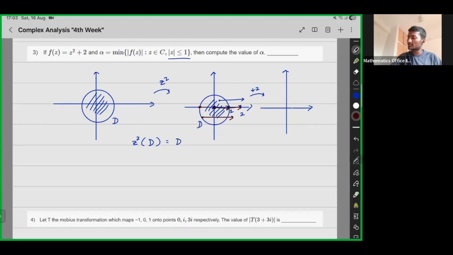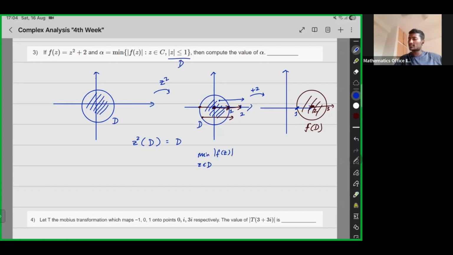So what happens is this. The center becomes 2. What is the minimum here? So this goes to here. This is now f of D. If you take the modulus of f(z), what is the minimum value? Where does it lie? Can you see from the picture? Okay, so this is the minimum value of |f(z)|, and what is it? It is 1.